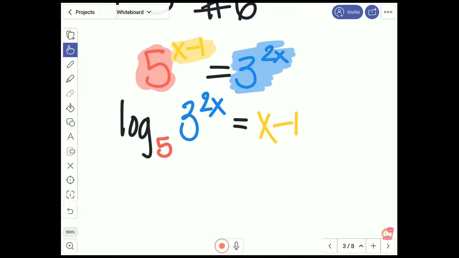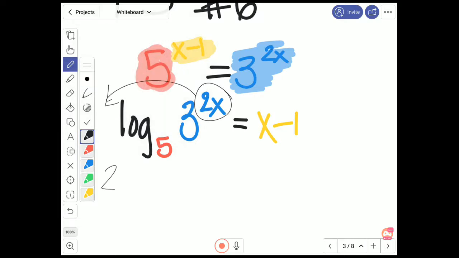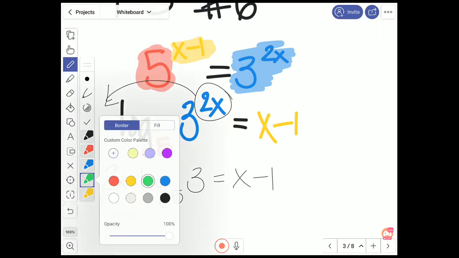But before we can work this out, there was a problem because I have an exponent up here. So I need to move my exponents down to become my coefficient. So 2x times the log base 5 of 3 equals x minus 1. Now, I still have this weird thing with the log base 5 of 3, but what you've got to remember is that log base 5 of 3 is an actual number.